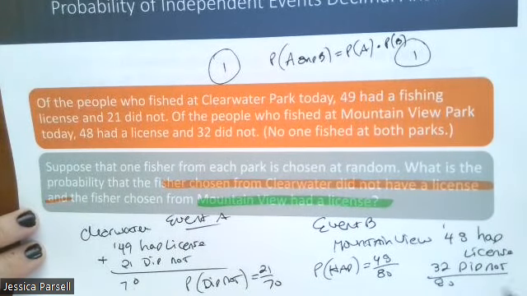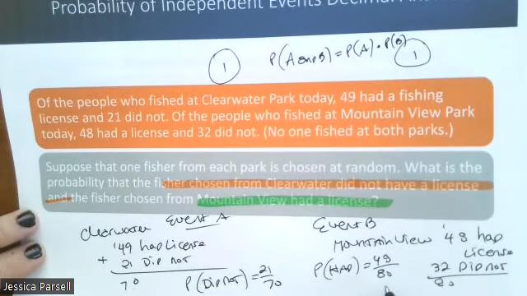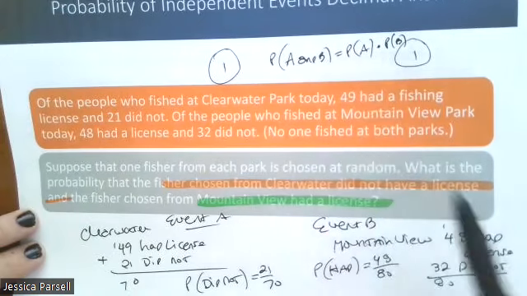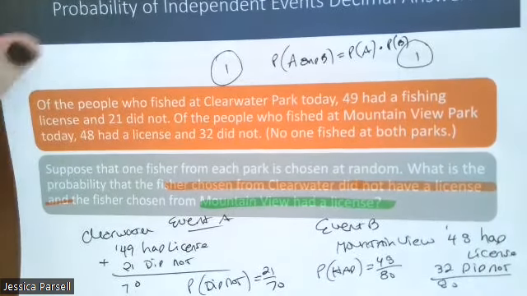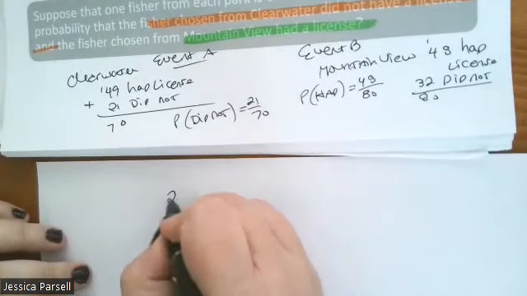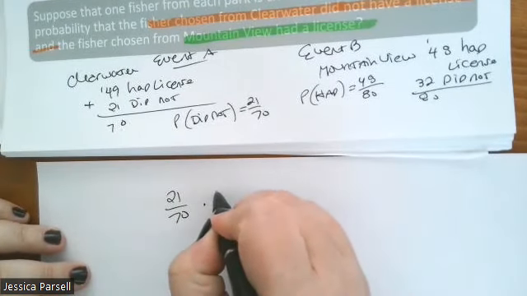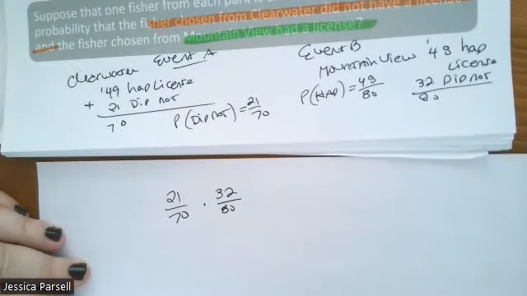Okay, so we have the probability of event A is 21 out of 70. Probability of event B is 48 out of 80. And now we can just multiply them together. I'm going to get a separate piece of paper to have a little bit of room for this. So we're going to keep 21 over 70 times 32 over 80. I'm going to have to break out my calculator.